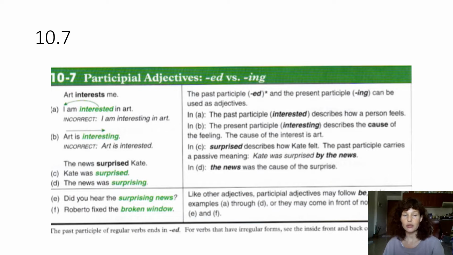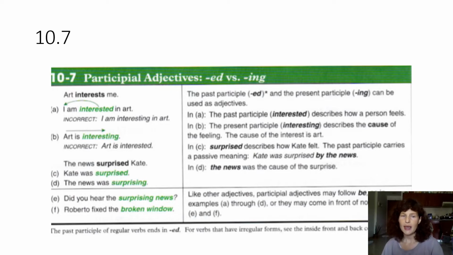Let's look at the main sentence. The news surprised Kate. So we would say Kate was surprised, or the news was surprising. All of these three sentences have the same meaning. Kate felt surprised. The news was surprising means it made Kate feel surprised, or we could just have the regular verb, the news surprised Kate.